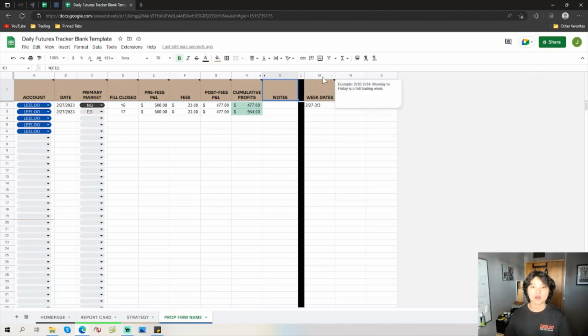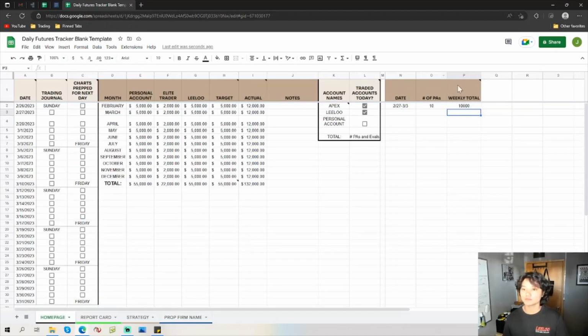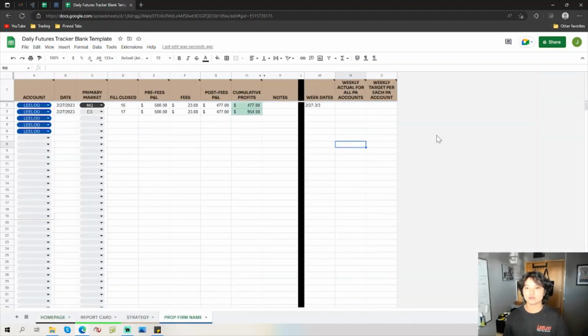And then looking at column M through O, this is that weekly portion on the home page that I was mentioning earlier. So right here, that is going to be like right here. So your week dates, like I said, Monday through Friday for me, but if you do trade Sunday, I would include Sunday. So then that would technically be 2/26 to 3/3 if you include Sunday.